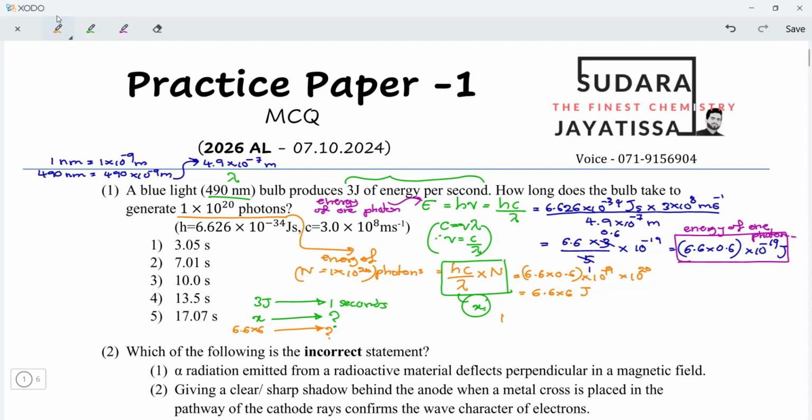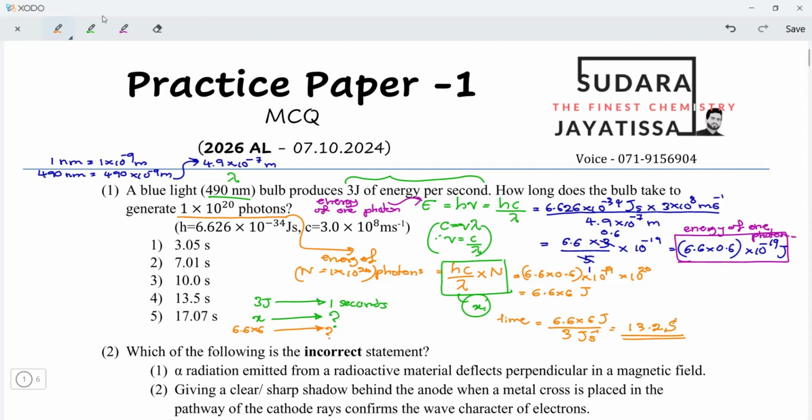Okay, so then what do we do? If you want to find the time, 3, we can say joules per second if you want, right? Then you will be getting the answer in seconds. So that's why I didn't simplify here. You can see it's cancelling off. 13.2 seconds. Okay, and you can see that answer is not there. Right? And we should not expect that also. Why? Because we did a rounding off here. Instead of 6.626, I took 6.6.